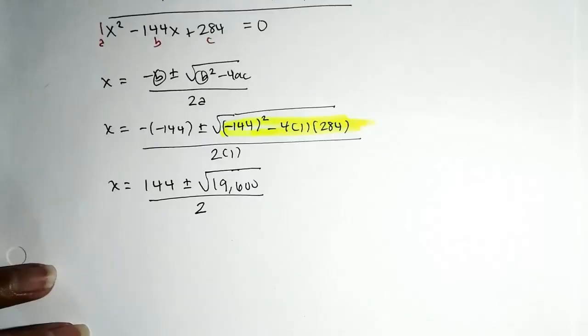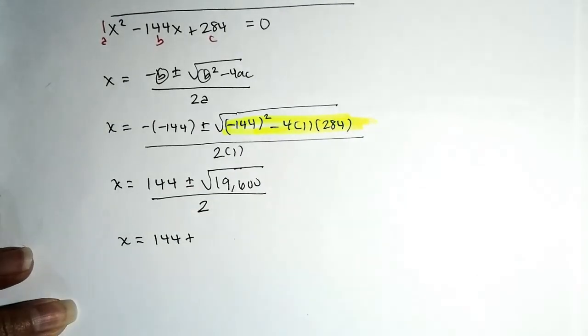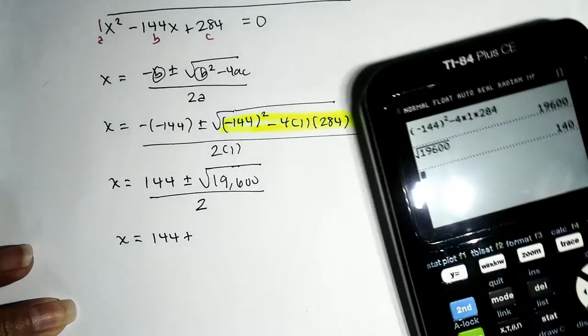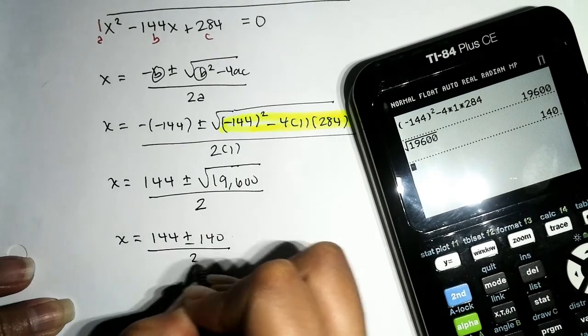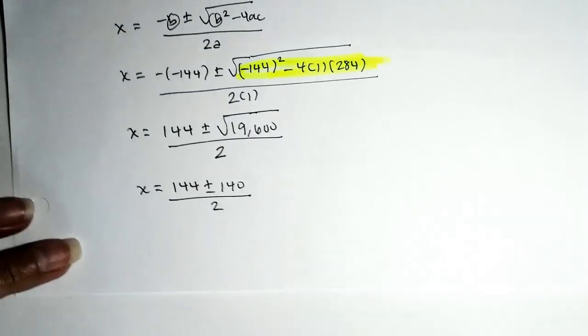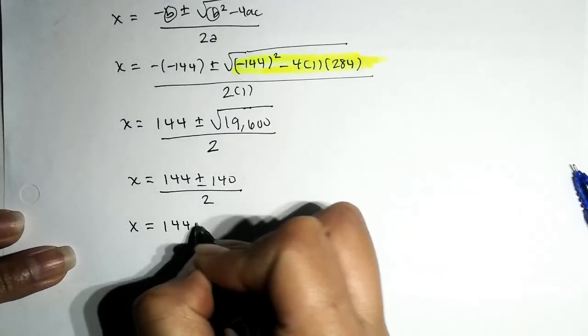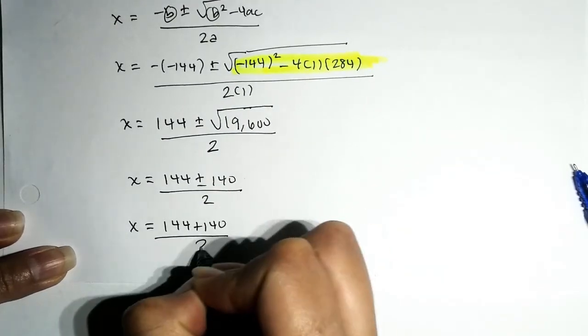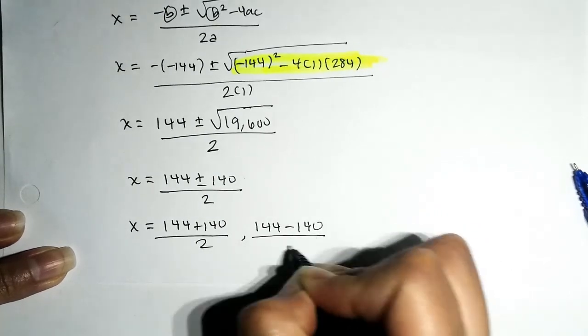Okay, so we have x equals 144 plus, what was it again? I need to keep this here. Okay, plus or minus 140 all over 2, and then you are gonna handle it however you can. Okay, so solution number 1 or proposed solution, 144 plus 140 all over 2. Solution number 2, 144 minus 140 all over 2.